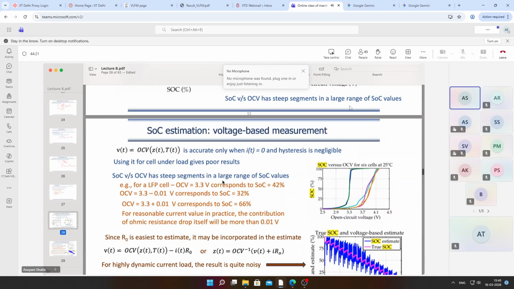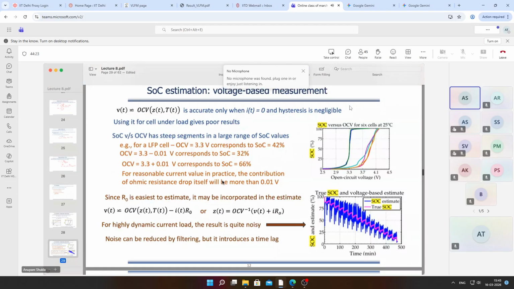So if we do that, then my equation will look like this: the terminal voltage is OCV minus I times R0, which essentially says that OCV is the inverse of this function, how OCV depends on state of charge and temperature. So invert this, but instead of using the voltage, use voltage plus I R0. If we use this, and people have done experiments on doing that, you get these kinds of graphs.